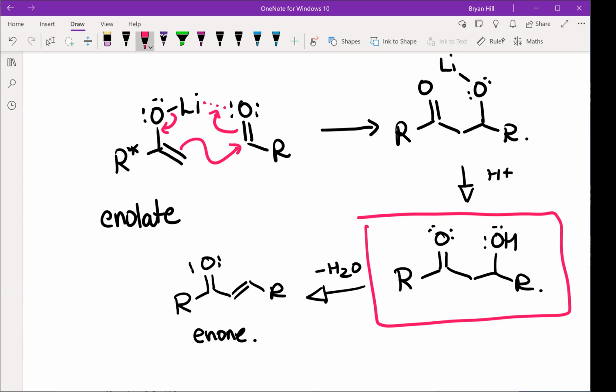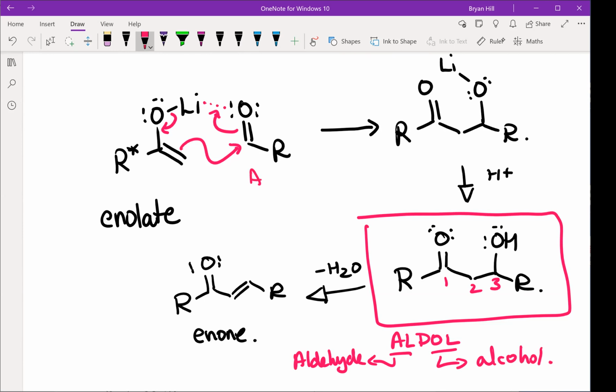So you will notice that the carbonyl is basically 3 carbons away from the alcohol. So aldol basically comes from aldehyde and alcohol. So you start with an aldehyde and you end with the alcohol.